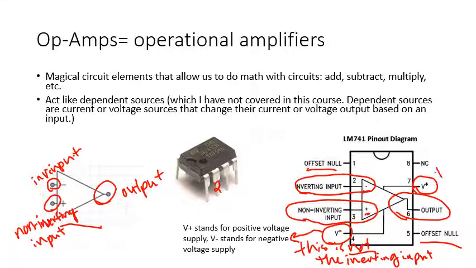The V positive is a positive voltage supply. Our op-amps, I said, can kind of be like magic and allow us to do math. Well, they don't do that magic without power. So just like you have to plug in your laptop for it to work, or a TV, or anything else electronic, op amps do not do their magic of multiplying, adding, or subtracting or anything unless they have power supplied to them through a voltage supply.